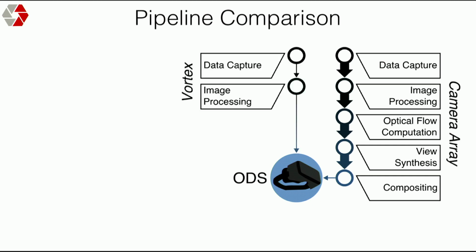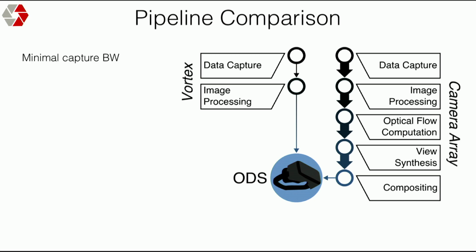In contrast, with our system, we capture the data, we demosaic it, and again do some simple image processing, color balancing, et cetera. But we essentially capture the exact rays of light that we need to put into the ODS at the end. We don't have any additional processing that slows down this whole pipeline.